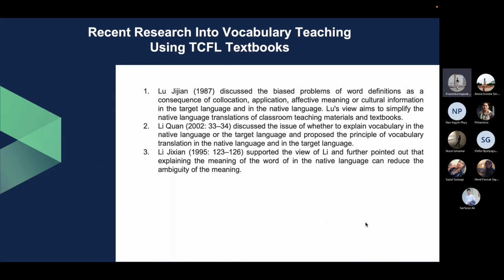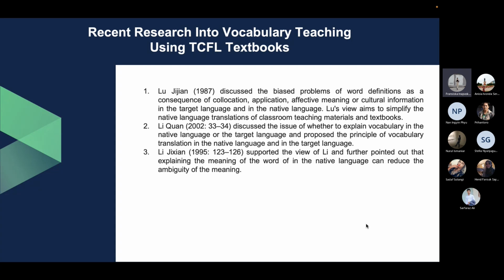Next is recent research into vocabulary teaching using TCFL textbooks. The first is by Lu Jijian in 1987, who discussed the bias problems of word definition as a consequence of collocation, application, affective meaning, or cultural information in the target language and in the native language. Lu's view aims to simplify the native language translation in classroom teaching materials and textbooks.